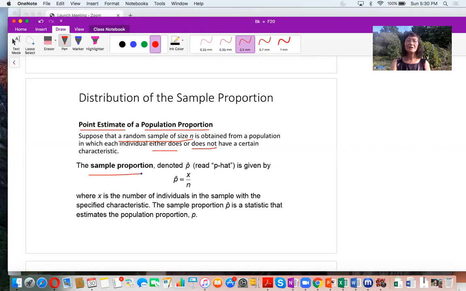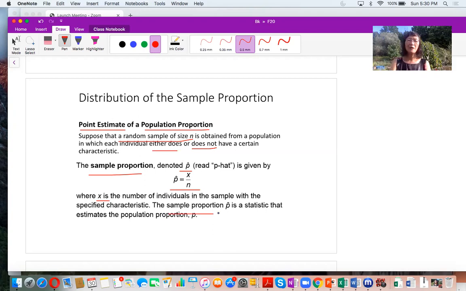The sample proportion, we use p-hat. P-hat is given by x over n. X is the number of individuals having some special characteristic. For example, X represents the number of students having part-time jobs. Suppose I have 100 students and I did a survey. I found out that 65% of the students have a part-time job. So 65 is X, 100 is n.